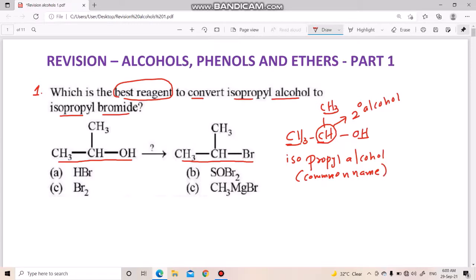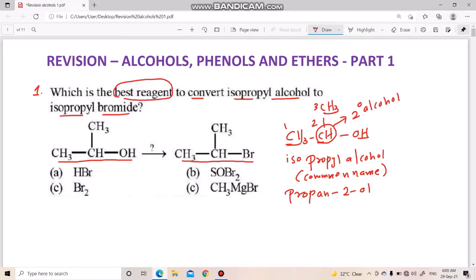And what is the IUPAC name of this compound? 1, 2, 3. So please learn the IUPAC name by heart. Propane, second position OH, propan-2-ol. The starting material is propan-2-ol. Our common name is isopropyl alcohol, and this alcohol is a secondary alcohol.